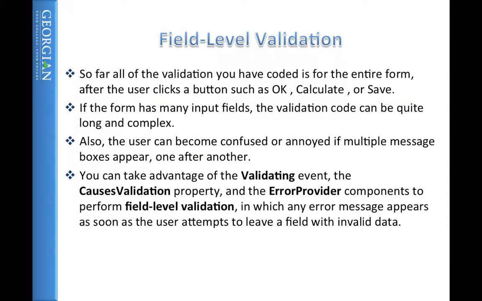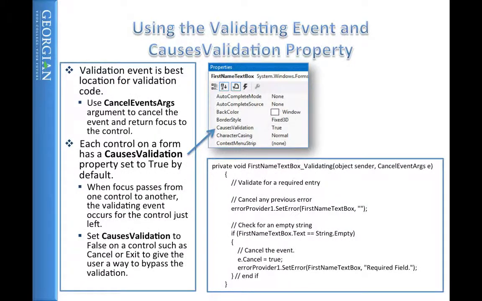Again, we can create something called Field-Level Validation. What we do here is we use something called a Validating event. It fires as soon as the user enters any data. We'll see how it works. Here's an example. If you have a name text box, like a first name text box, and you want it to listen to the Validating event, you have to turn the CausesValidation property to true on whatever text box or control you want to validate.